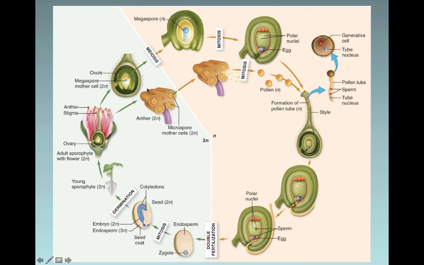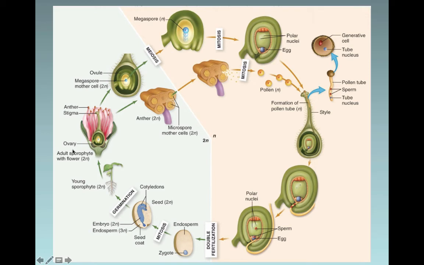So the anthers contain what are called microsporangia, and the microsporangia are what produce microspore mother cells. Microspore mother cells are diploid. They are going to go through meiosis, and they are going to give rise to microspores. Microspores are going to be haploid. They are going to differentiate into pollen. Right? So they're now haploid because they went through meiosis.